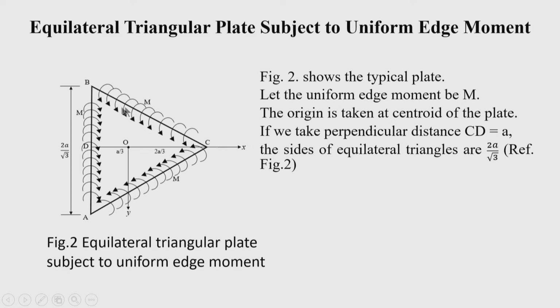And we consider that uniform moment distributed along the edges of the triangle is applied, symmetrical moments are applied. The origin is taken at the centroid of the plate. So, that means from the base it is a by 3 and 2a by 3, if the altitude, that is this length, say CD, is a. If CD is a, then the centroid is situated at a by 3 from the side AB, and from the apex C it is at a distance of 2a by 3. Okay.